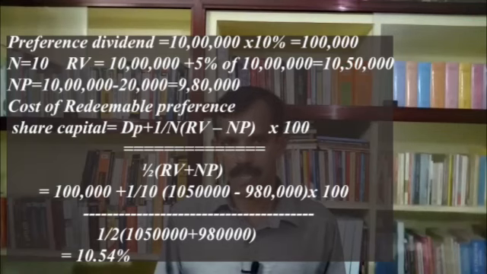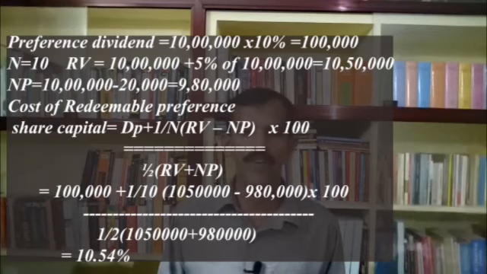Then we apply all this information in our formula. 1 lakh plus 1 divided by 10 into 10 lakh 50,000 minus 9 lakh 80,000, all divided by half of 10 lakh 50,000 plus 9 lakh 80,000. Then we get our cost of preference share capital, that is equal to 10.54%.